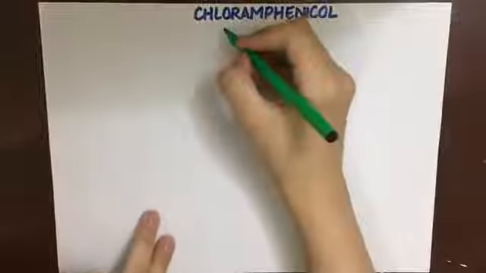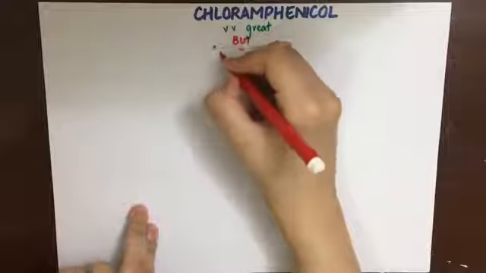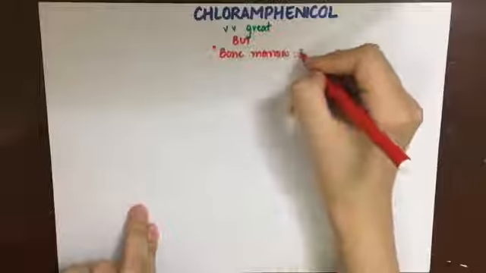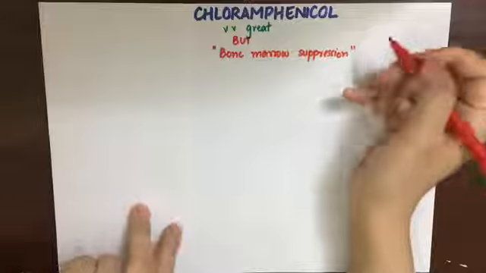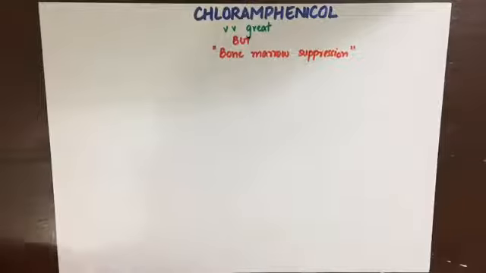Now we'll see the antibiotics that act on the 50S subunit. Now whenever you hear the word chloramphenicol, remember it's a very great antibiotic with a wide spectrum of activity but with a limiting side effect, that is bone marrow suppression.